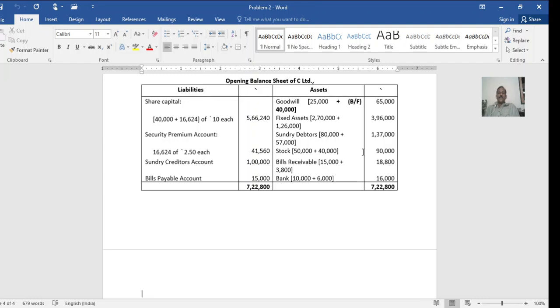It will be 7,22,800. This is about the balance sheet. Balance sheet total 7,22,800.